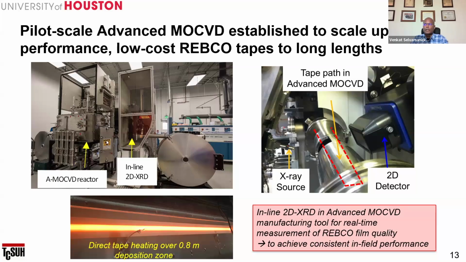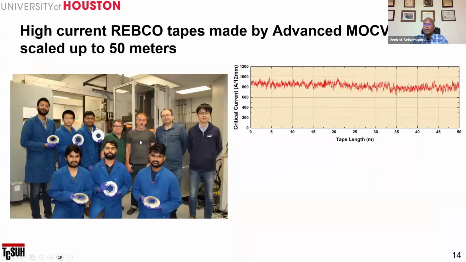We have established pilot scale facilities at the University of Houston Tech Bridge. These feature equipment that includes inline quality control that can monitor the quality of the tape in real time as you're fabricating it. Over the past few years, we scaled up this technology in this advanced MOCVD tool to 50-meter length, which is a nice intermediate length to demonstrate the scalability of the technology.